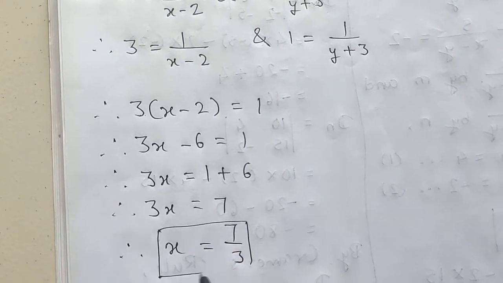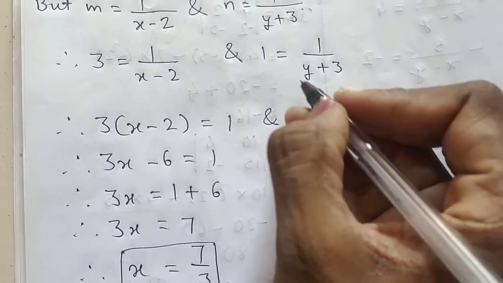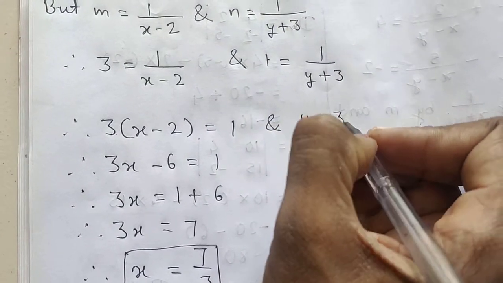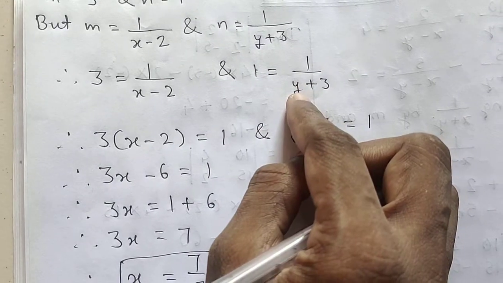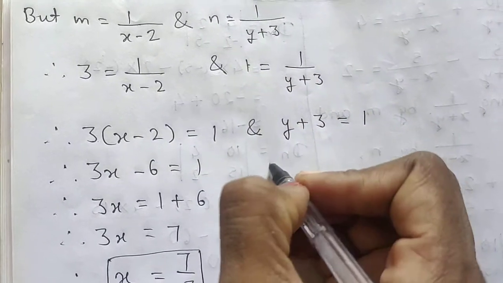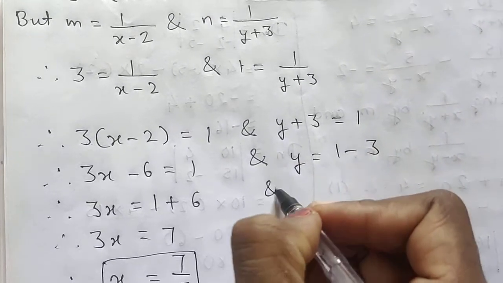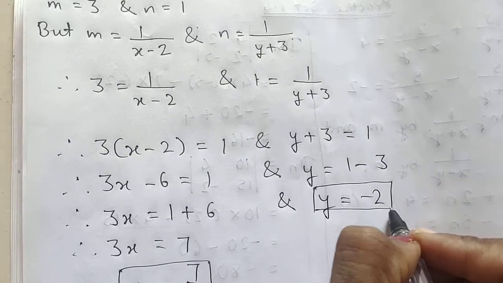Okay. Let us solve for y also. Similarly, do the cross multiplication of this. So 1 into y plus 3 becomes y plus 3. Okay. 1 ones are y, and 1 threes are 3. So transfer this 3. So 1 minus 3. And what is 1 minus 3? It gives you minus 2.